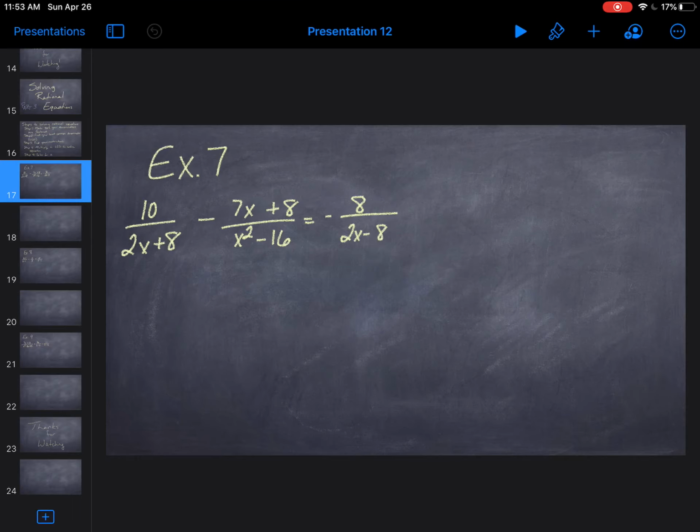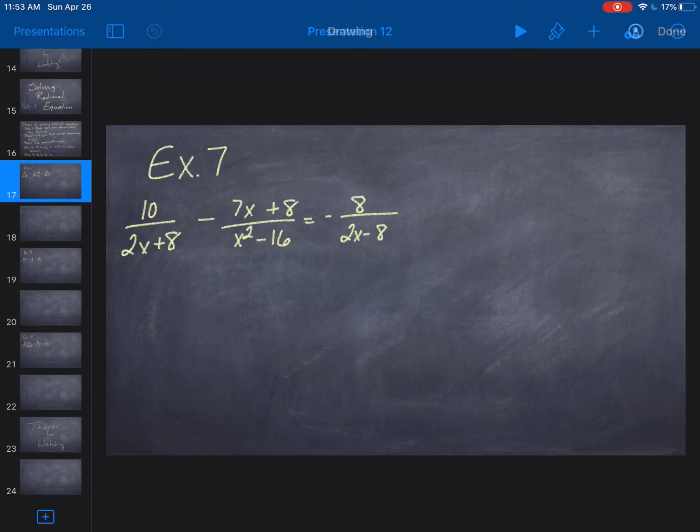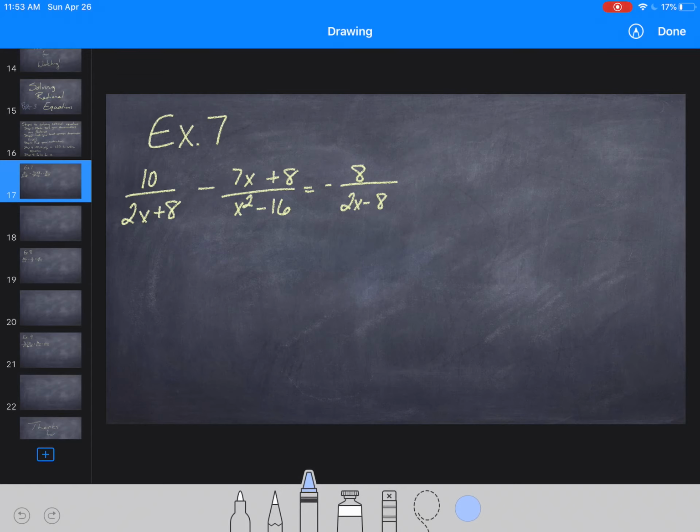So I'm going to look at this and I'm going to factor my first denominator using my greatest common factor. I'm going to factor my second denominator using difference of squares. And I'm going to factor my third denominator using the greatest common factor. I'm going to rewrite my problem.